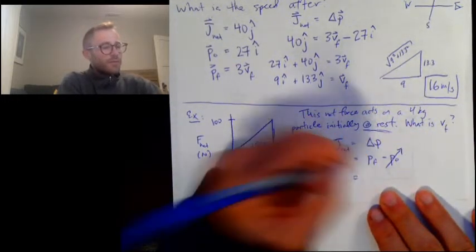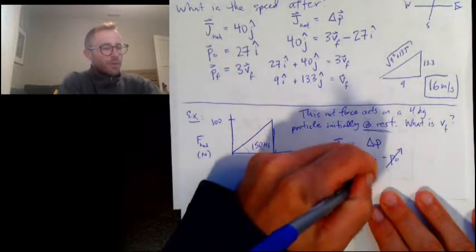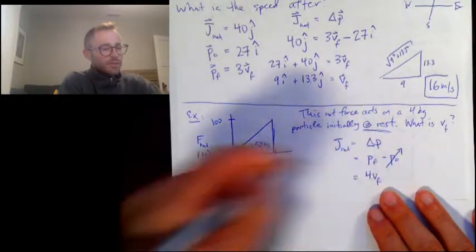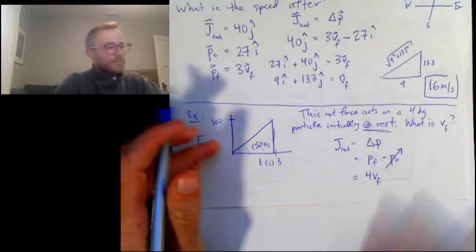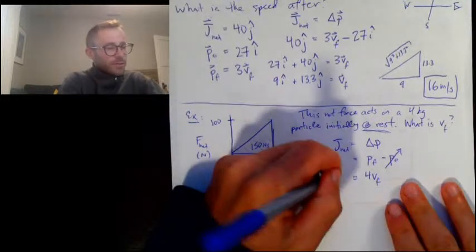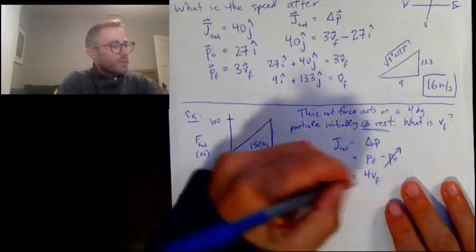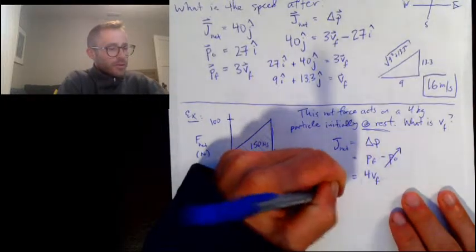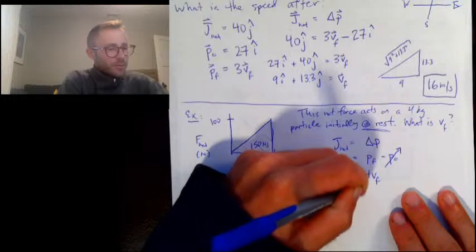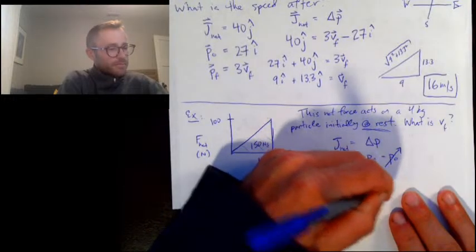So we have the final momentum is 4 times whatever the final speed is. The impulse is 150. Divide both sides by 4. We get that 37.5 meters per second is V final.